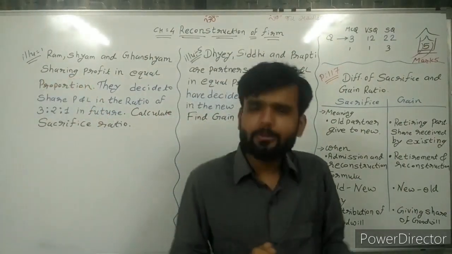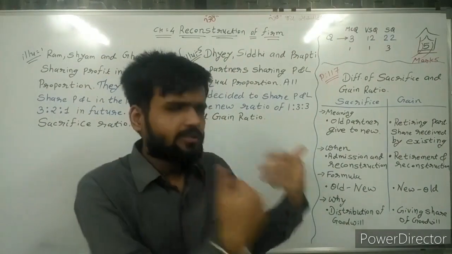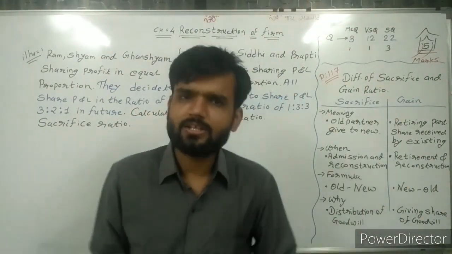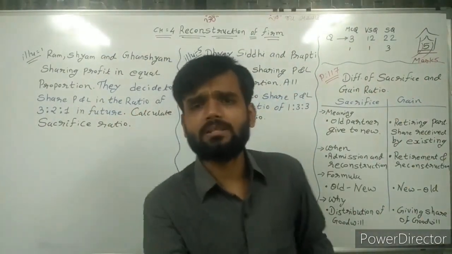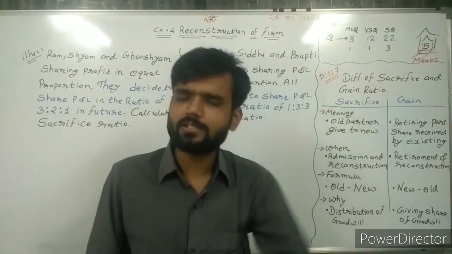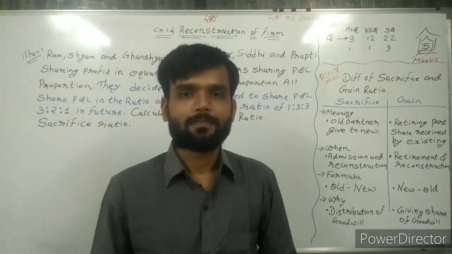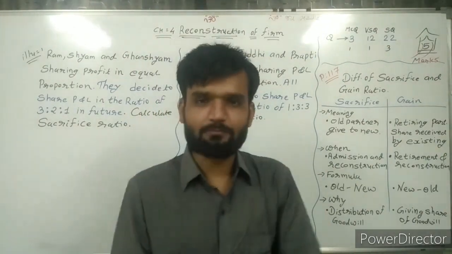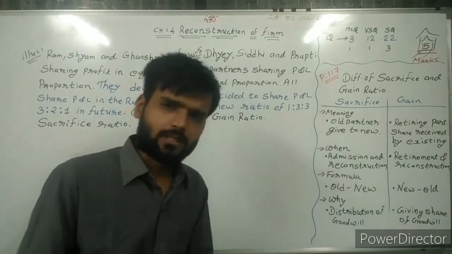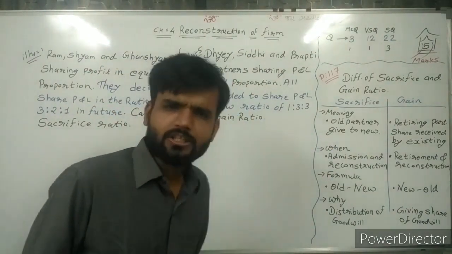When a new partner is admitted to the business, there is reconstruction. When one partner retires from the business, reconstruction. Death of a partner, reconstruction. That is the reconstruction we have already discussed in chapter 3, goodwill. So what is new in this chapter? Nothing. Very easy things are covered in this chapter.